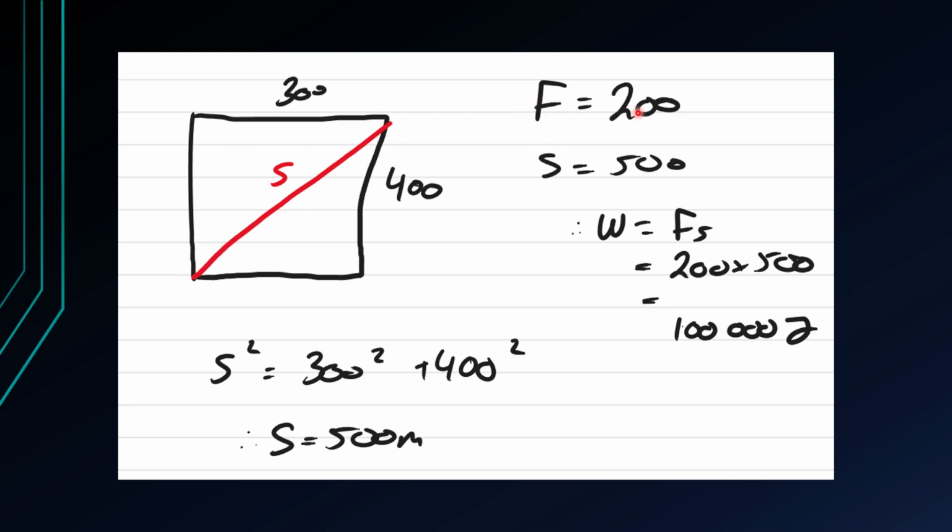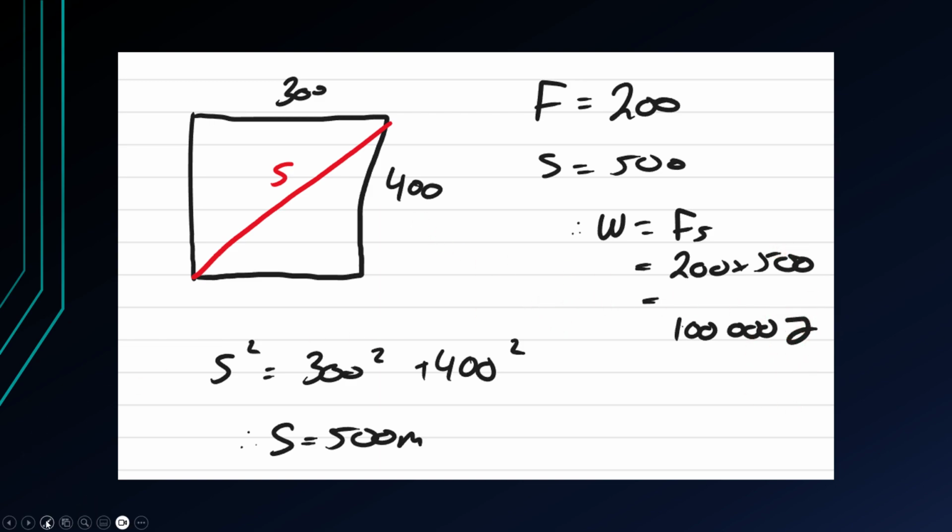Then we have the force is 200 newtons, the displacement is 500 meters. So work is force times displacement. So 200 by 500 is 100,000 joules, which is the unit for work in energy. So any sort of energy is given the unit of joules.